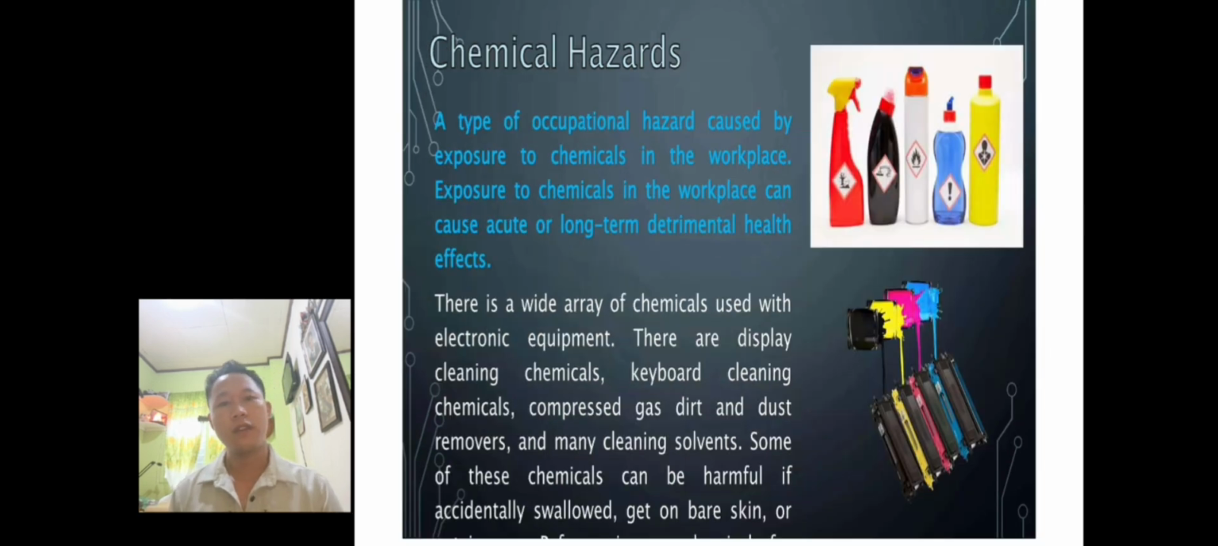Another thing is the chemical hazard. It is a type of occupational hazard caused by exposure to chemicals in the workplace. Exposure to chemicals in the workplace can cause acute or long-term detrimental health effects, especially for persons who are allergic to chemicals. So we need to be careful with that.